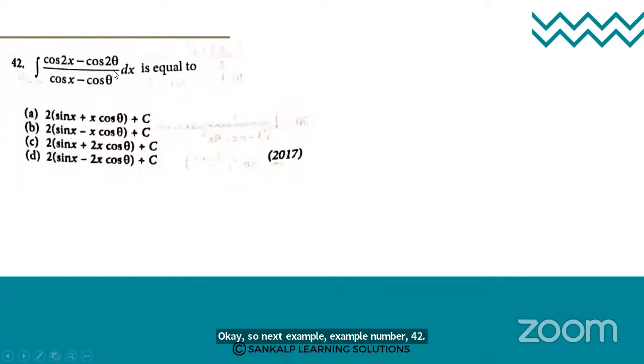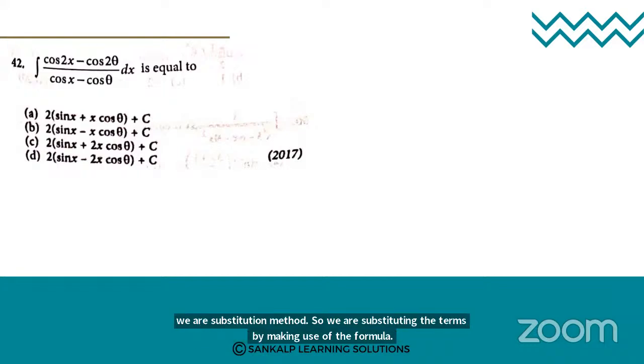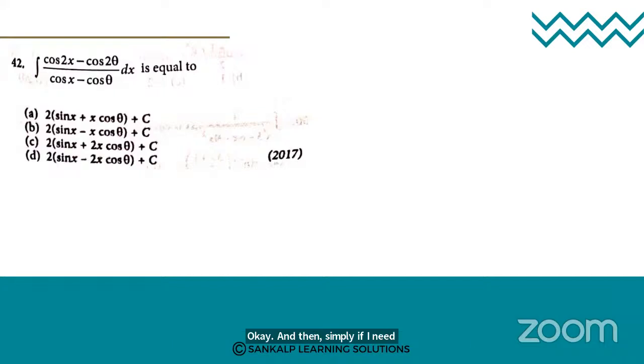So say the integral of (cos 2x minus cos 2 theta) upon (cos x minus cos theta) dx is equal to... So we can simplify this result. Here we are making use of a formula, the substitution method. We are substituting the terms by making use of the formula and then simplifying it further.